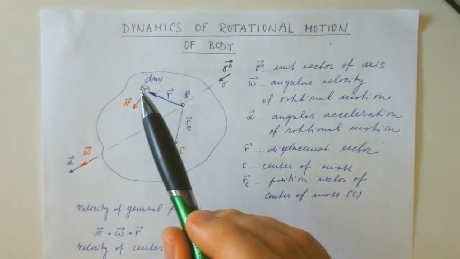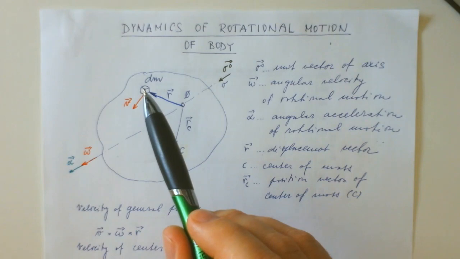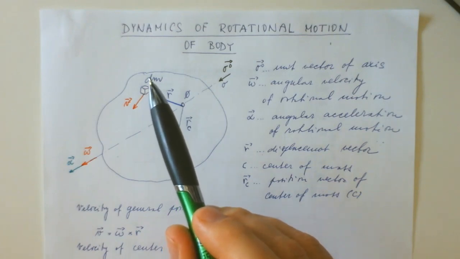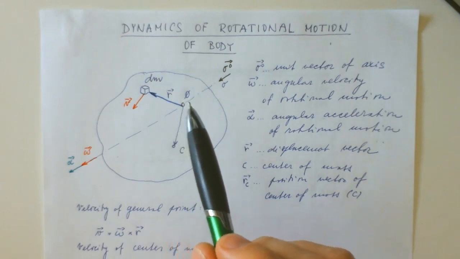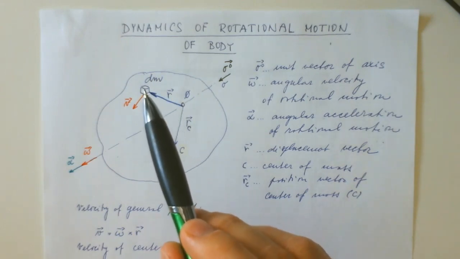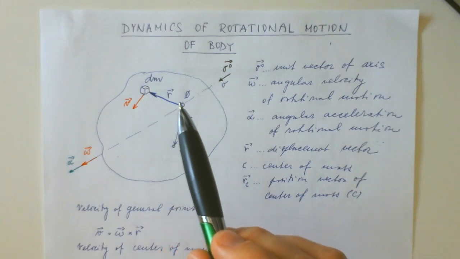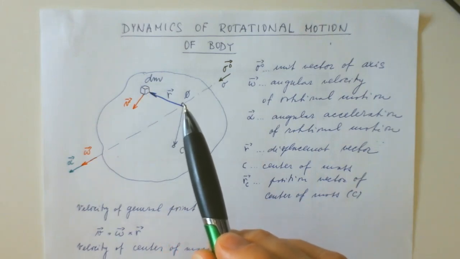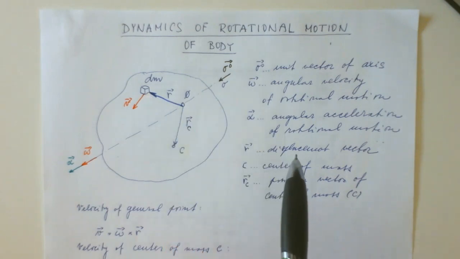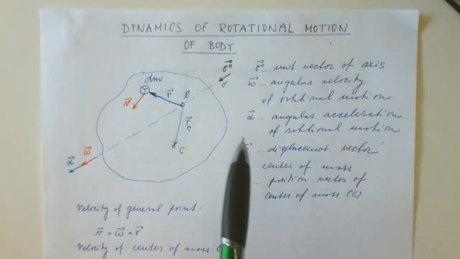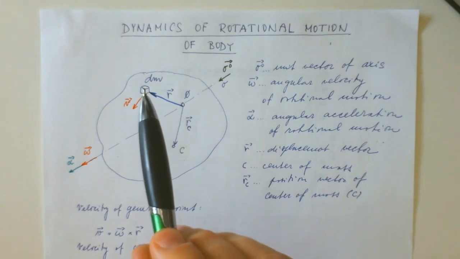And for our purpose, we need to cut out the elementary mass of the body. The weight of this mass is dm. And this elementary mass is displaced from the origin of the coordinate system by r, the displacement vector. So the displacement vector is pointing to the elementary mass.